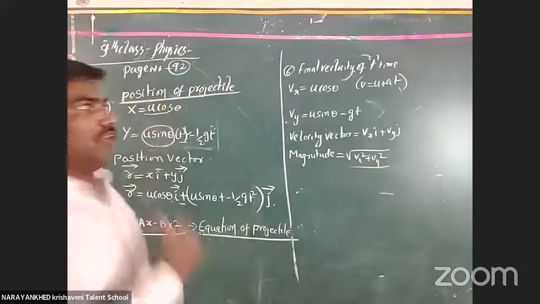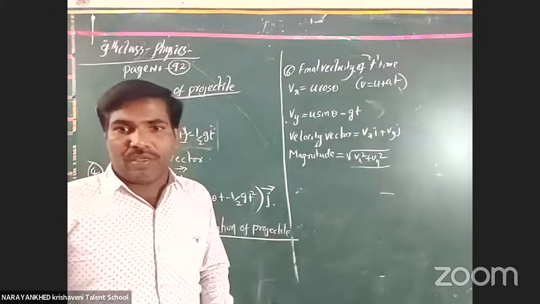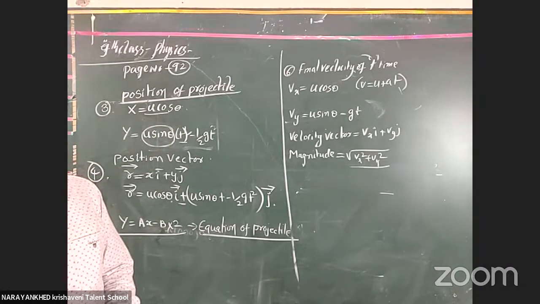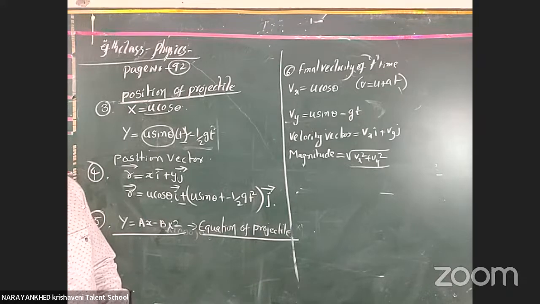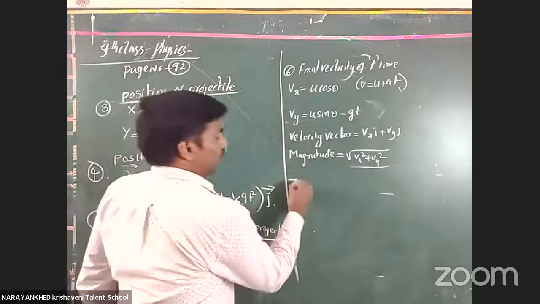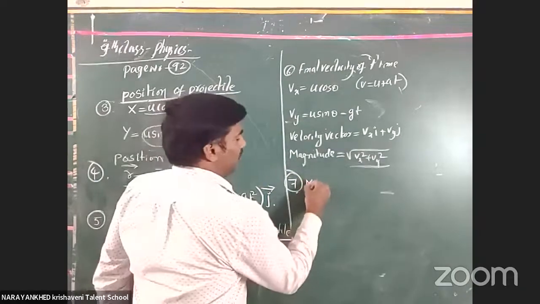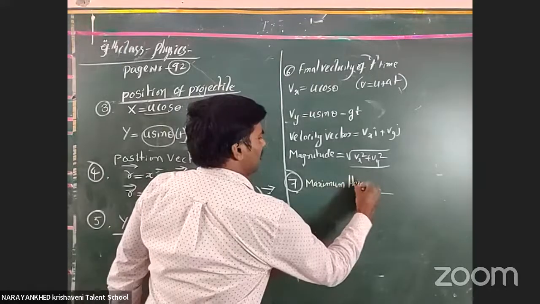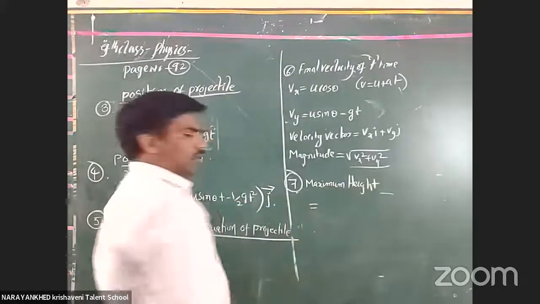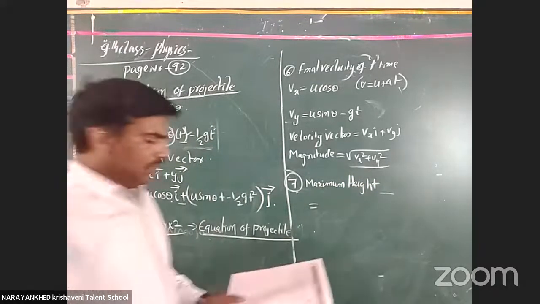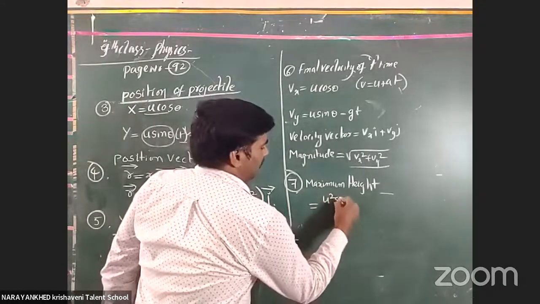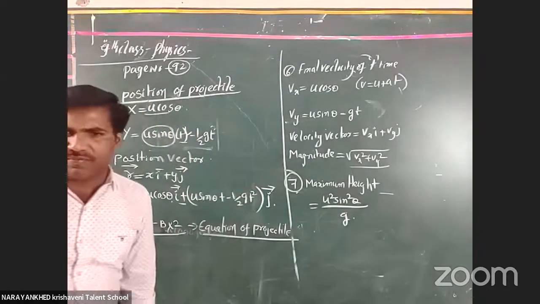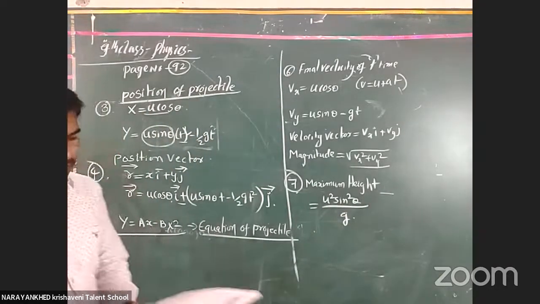That is about the final vector in a two-dimensional motion. Next, the seventh component. Have you written the maximum height? The maximum height is written here as u square sin square theta by g. Sorry, by 2g.